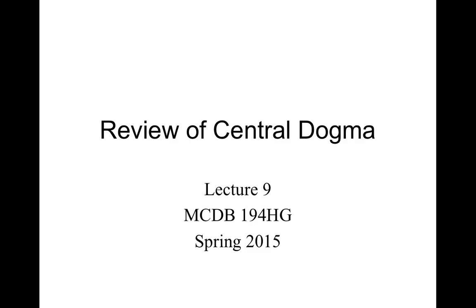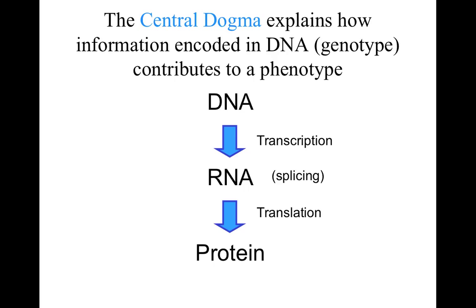Lecture 9. As we know, phenotype equals genotype plus environment. But how does genotype influence phenotype? The central dogma of biology addresses this question. The central dogma explains how information encoded in the DNA, the genotype, is transcribed into RNA, which can be spliced and then translated into protein, which gives rise to the phenotype.